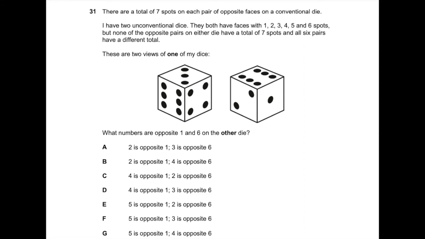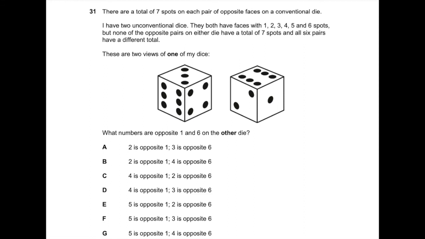These are 2 views of one of my dice. What numbers are opposite 1 and 6 on the other die? The correct answer is B because from the views of the first dice it can be seen on this dice that 2 is opposite 4, total 6. 1 is opposite 3, total 4. Therefore, 6 must be opposite 5, total 11.